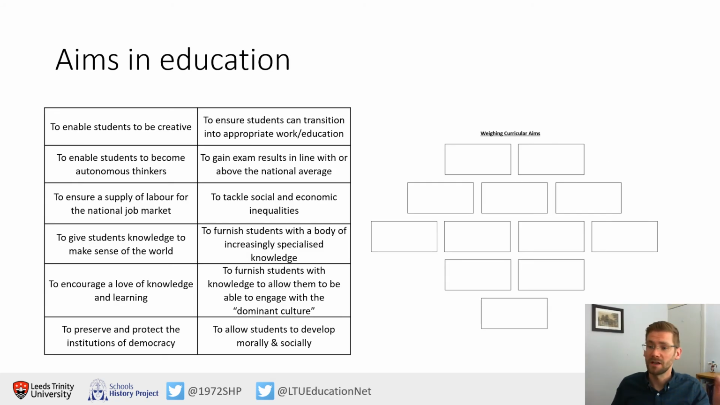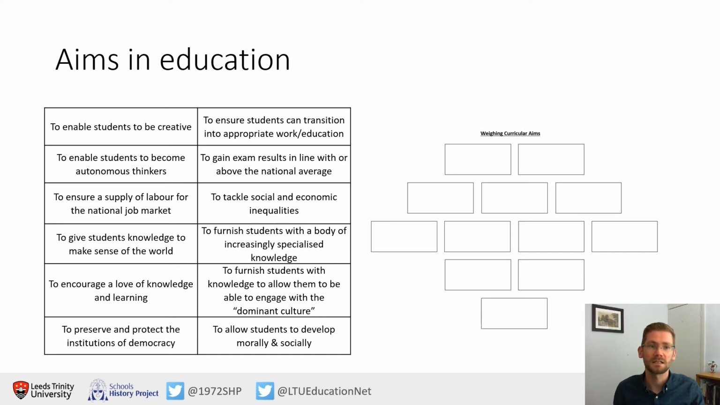If you have a look again in the pack of information I've put in with this, you'll see these are included. I've got a list here of 12 things that I think could be aims in education, things that have been stated aims in education over time. So to enable students to be creative, to gain exam results in line with or above the national average, and so on. And just really think about how you would prioritise those aims. Because actually, all of these things could be aims in education, and for most versions of a curriculum, they will be somewhere in there as an aim, but they will have different weights and different priorities.